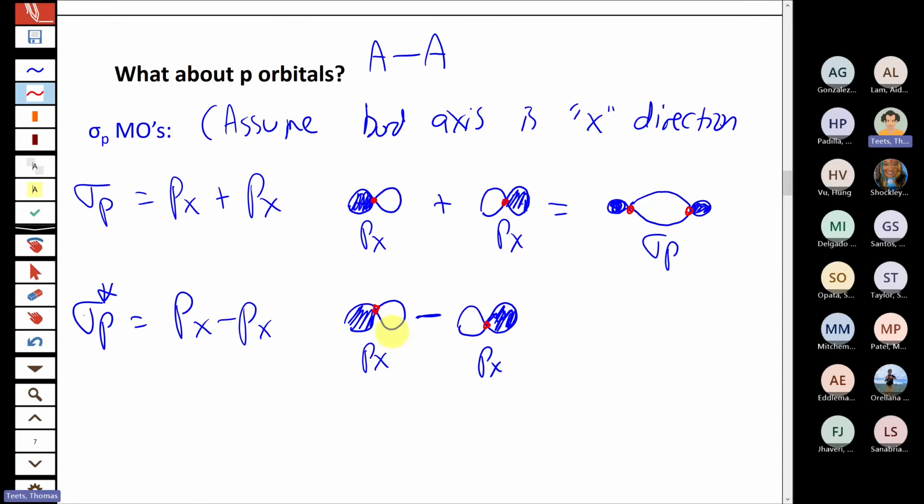So when you do that, you're going to have the two out-of-phase sections of the p orbitals lined up with each other, which means they're going to cancel out. They're going to destructively interfere if you think about it in wave terms. So what that ends up giving you is an antibonding orbital.